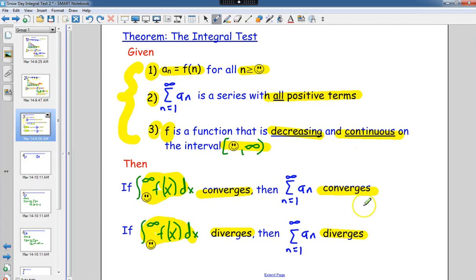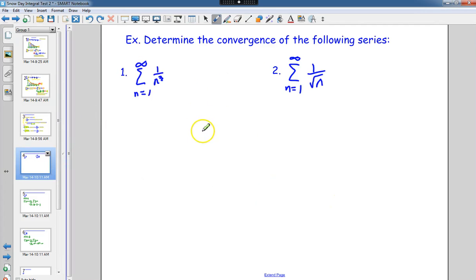Now this is an explanation of the integral test. If you would like to see a more formal proof of how the integral test actually works, I'll be more than happy to show you in either extra help or in a free moment that we might have in class. So let's now apply this integral test.